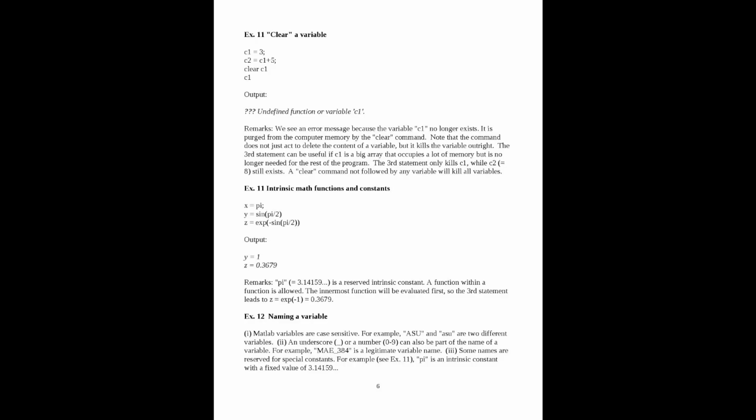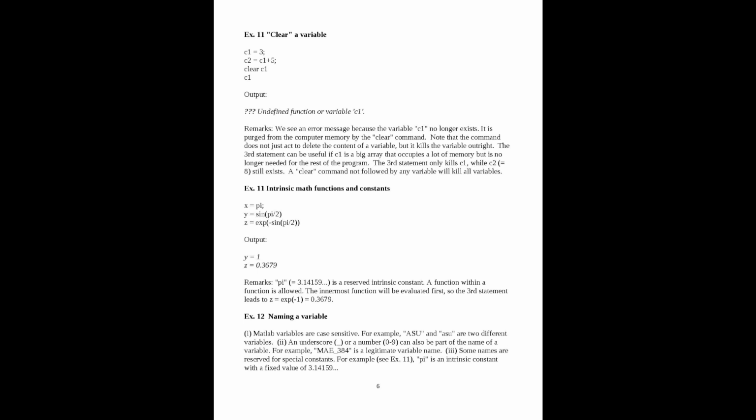So example 1 is x equals pi, y equals sine pi by 2, and z equals exponent of minus sine pi by 2, in brackets pi by 2. Brackets are very, very important, and it changes each and every calculation if you don't apply the proper brackets. So the output is y equals sine pi by 2, which is 1, and z is this value, exponent of minus sine pi by 2.